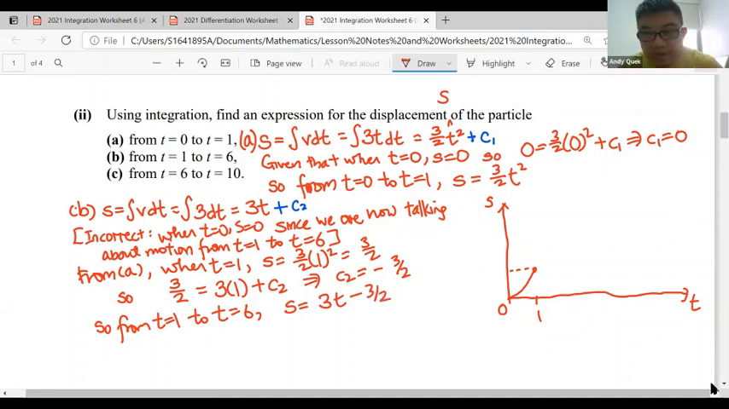Okay, let's try to connect. So I have this one from part 1. So let's put it here from A. I got this value from A, and I used it to help me find part B. How do I draw part B, which is duration from 1 to 6?